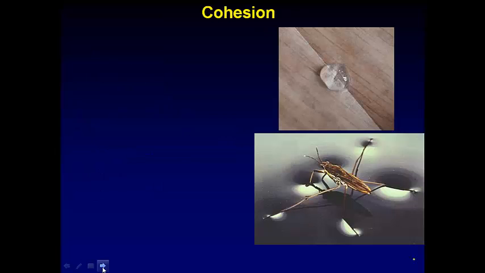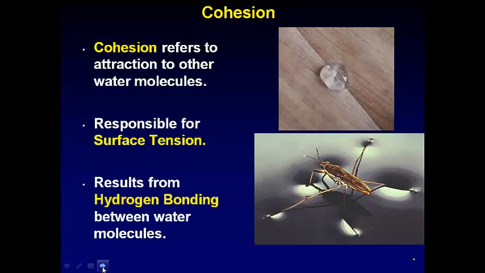First one is cohesion. Okay, if something is really cohesive, that means it stays together, sticks together like a cohesive group or a cohesive team. So what cohesion refers to in the case of water is the attraction of water to other water molecules. So the ability for water molecules to stick together. And why do they stick together again? It's because of these hydrogen bonds.